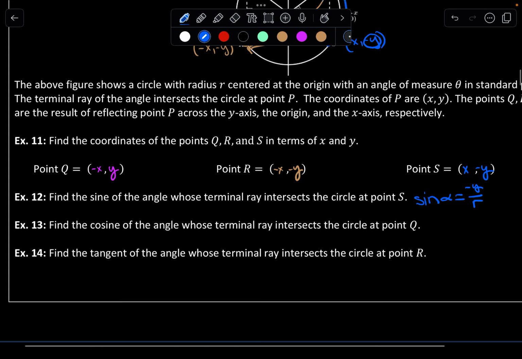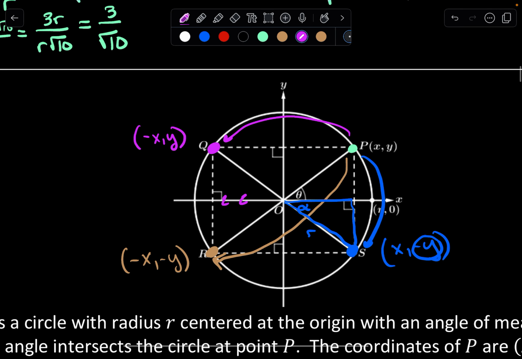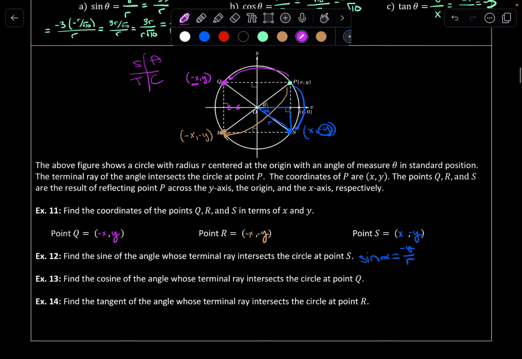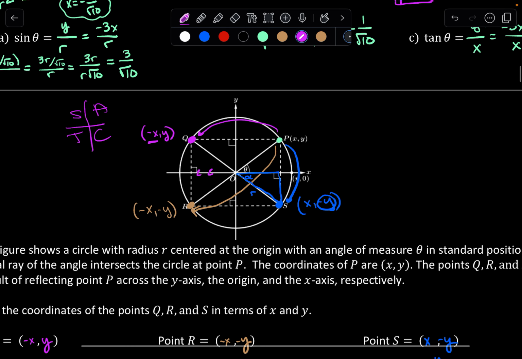The next one is find the cosine of the angle whose terminal ray intersects the circle at point Q. Point Q is in quadrant 2. And if we think about this again, in quadrant 2, sine is the only one that's positive, so I should have a ratio that's negative, which is nice because I see this x here. So cosine is going to be adjacent over hypotenuse, and let's call this one beta.